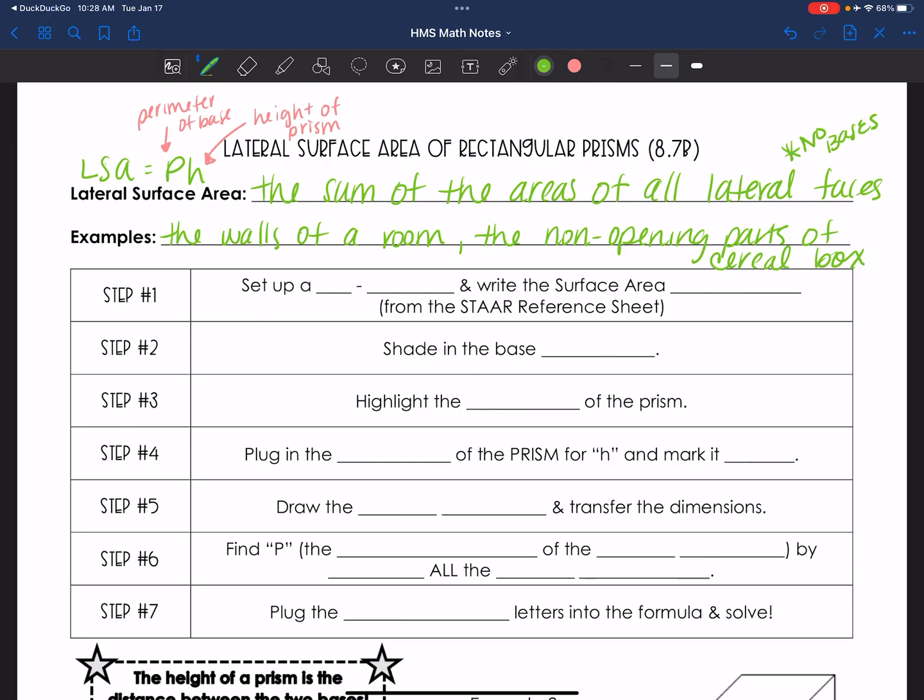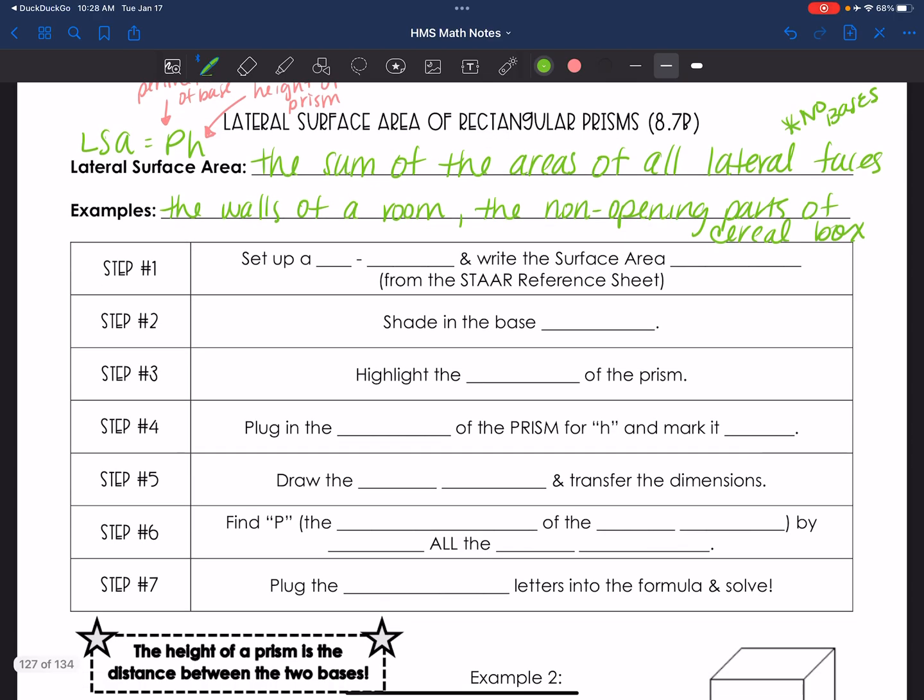Some real world examples would include the walls of a room. Let's say you're painting your bedroom or you're helping your mom paint the kitchen or whatever. This would be the walls of the room, not the ceiling and the floor. Most commonly, we do not paint the ceilings. Usually they're some sort of light color. And then we don't necessarily paint the floors because they're already done. Or this is the non-opening parts of a cereal box. We have the top and the bottom that open. And then clearly the four sides are the lateral surface areas of the cereal box.